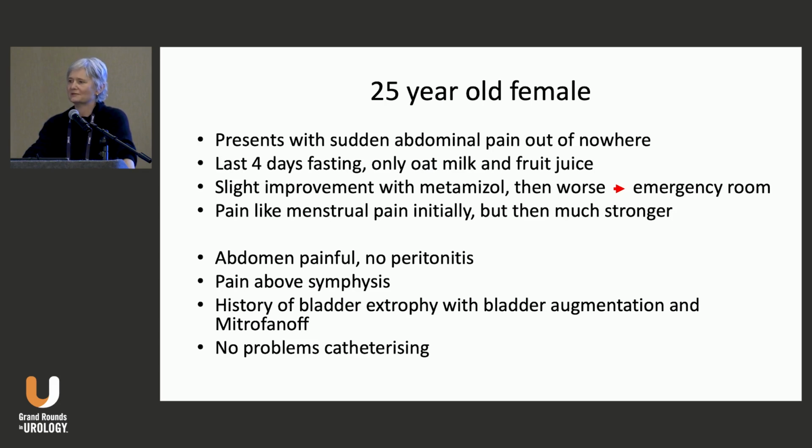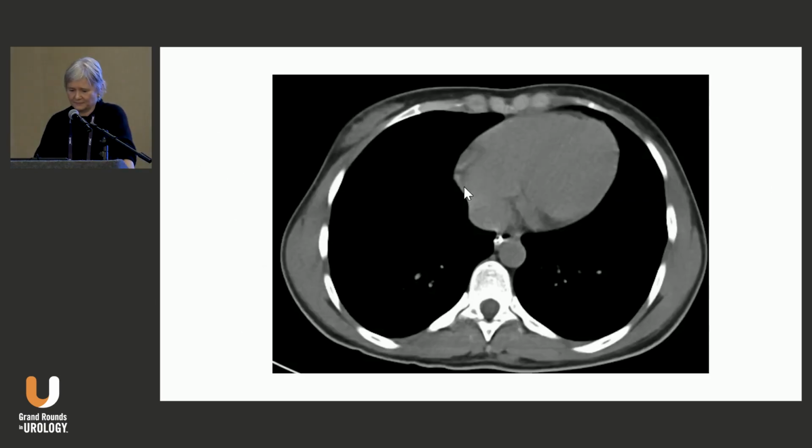She said the pain was a bit like menstrual pain initially, but then it got much stronger. She presented in another hospital in the emergency room, painful abdomen, no peritonitis. Pain was mainly above the symphysis. She had a history of bladder atrophy and bladder augmentation with a Mitrofanov. And she said, I had no problems catheterizing, nothing different, just all of a sudden I had this pain.